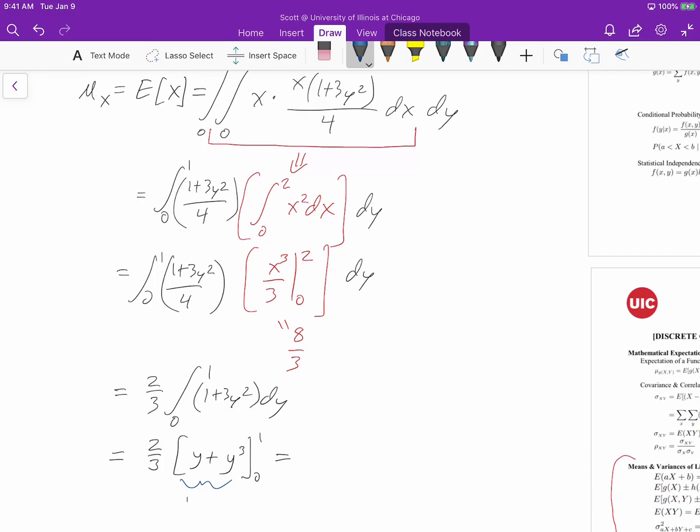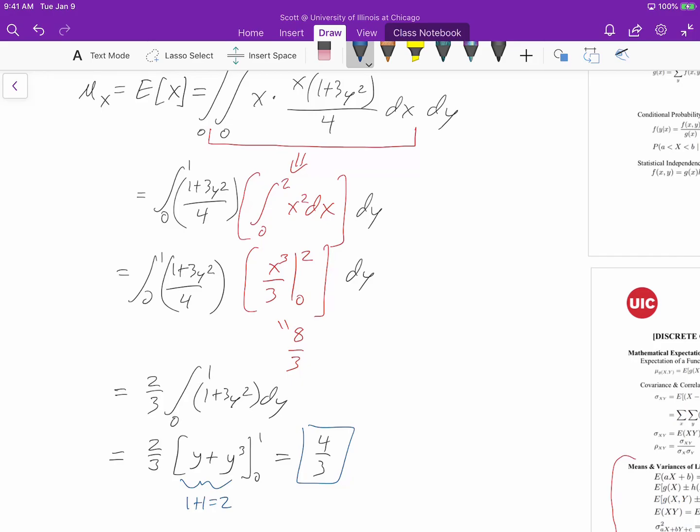This is now just 1 plus 1, which equals 2. Simplest thing in math, right? So this will just be 4 thirds. Okay, so what does that say?